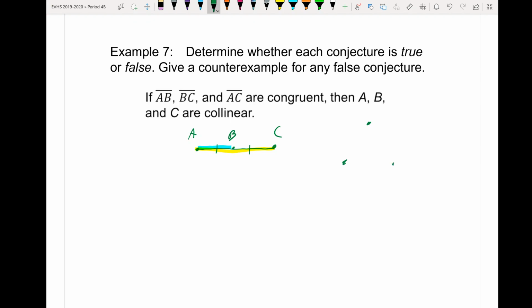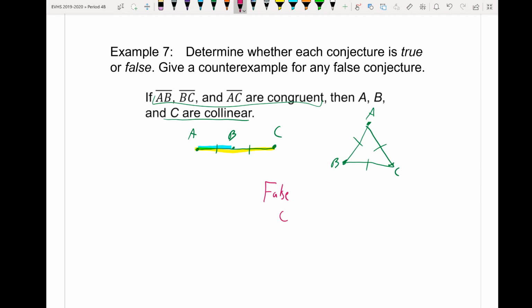Boom, boom, boom. A, B, and C. AB congruent to BC, congruent to AC. Equilateral triangle. Okay. Does that satisfy the beginning portion? Yes. Does that satisfy this? Absolutely. However, are they collinear? No. So this is false.